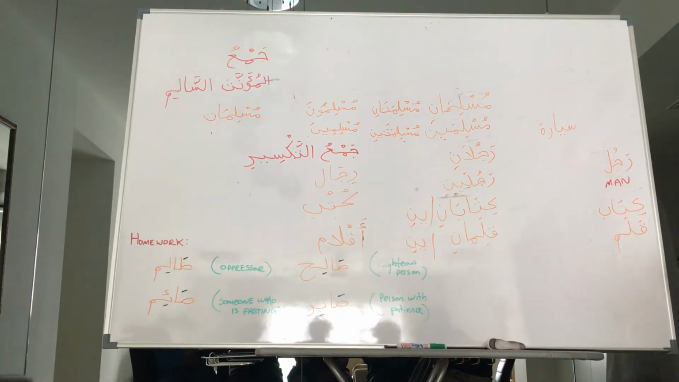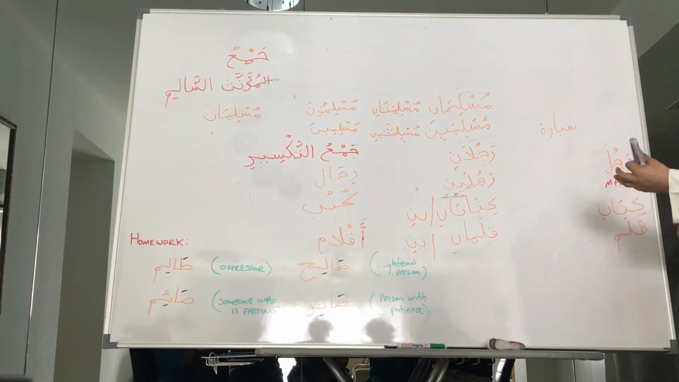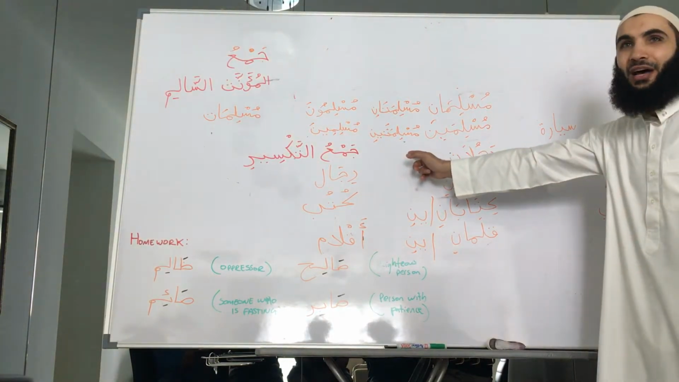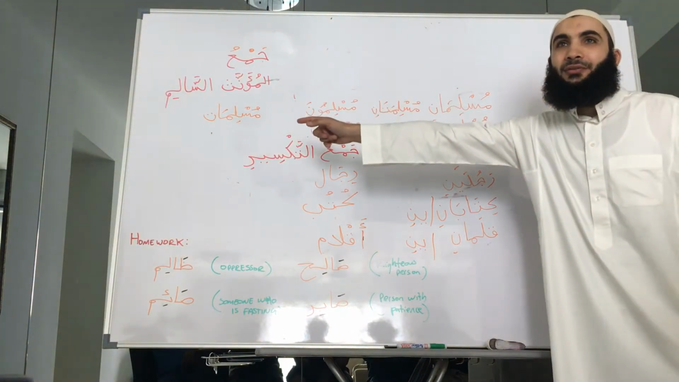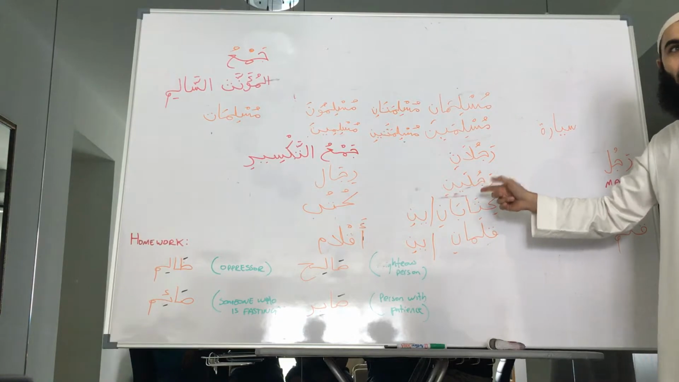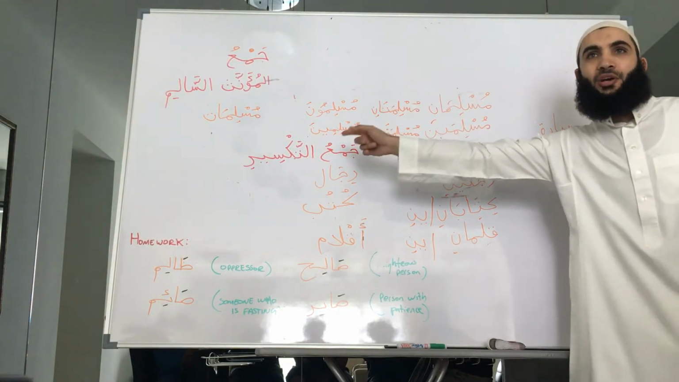So even objects, the names of things, can be male or can be female. If it's female, then we just apply the female rule, the double, or the female jama. And if it's male, we apply the male rule, the double, or the male jama.